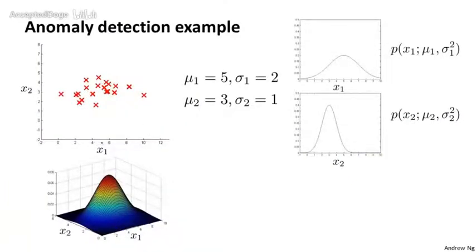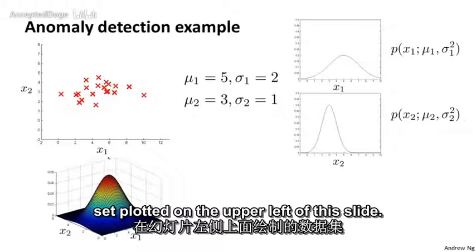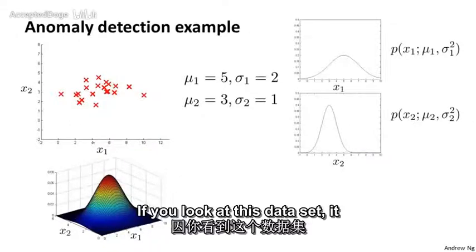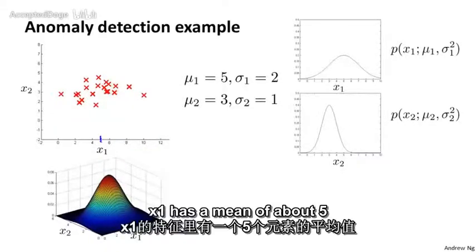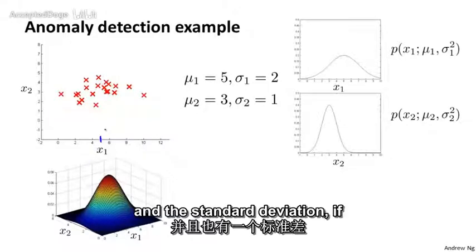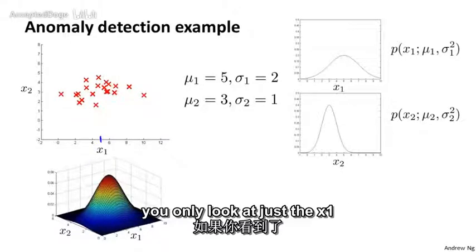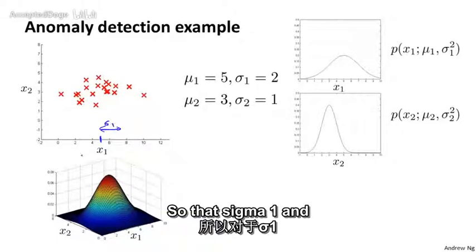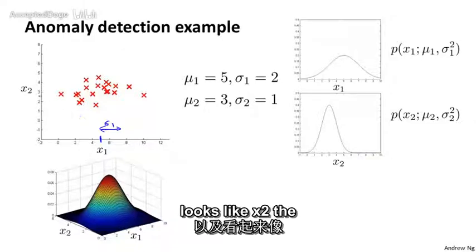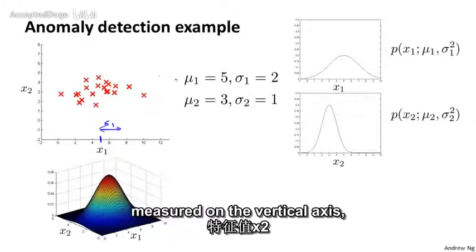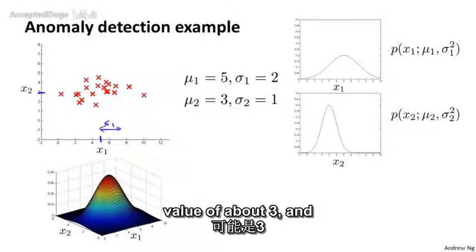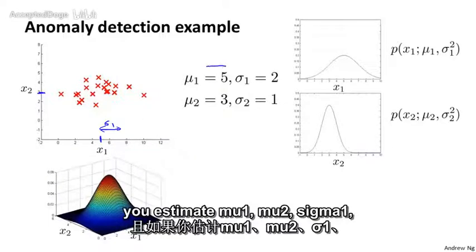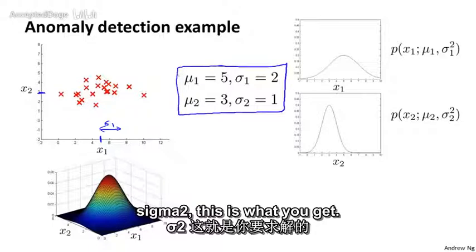Here's an example of an application of this method. Let's say we have this data set that I've plotted on the upper left of this slide. Let's look at the feature x1. It looks like on average, the feature x1 has a mean of about 5, and if you look at just the x1 values of this data set, it has a standard deviation of maybe 2. So that's sigma 1. And for x2, the values of the feature as measured on the vertical axis, it looks like that has an average value of about 3 and a standard deviation of about 1. So if you take this data set and estimate mu1, mu2, sigma 1, sigma 2, this is what you get.